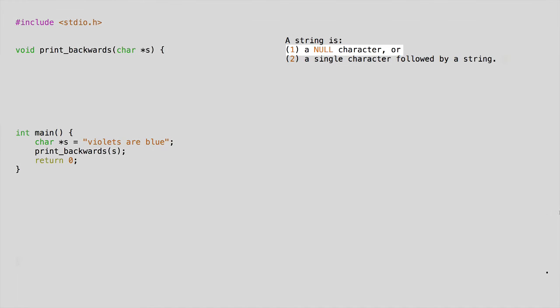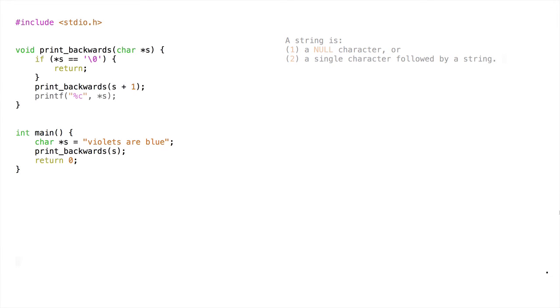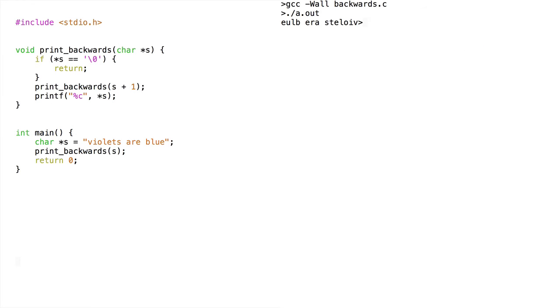If the string is empty, then we're done. Here's the tricky part. We want to print the rest of the string before our single character. So we'll handle the rest of the string first, and then print the single character. Success! But are you convinced that it works?